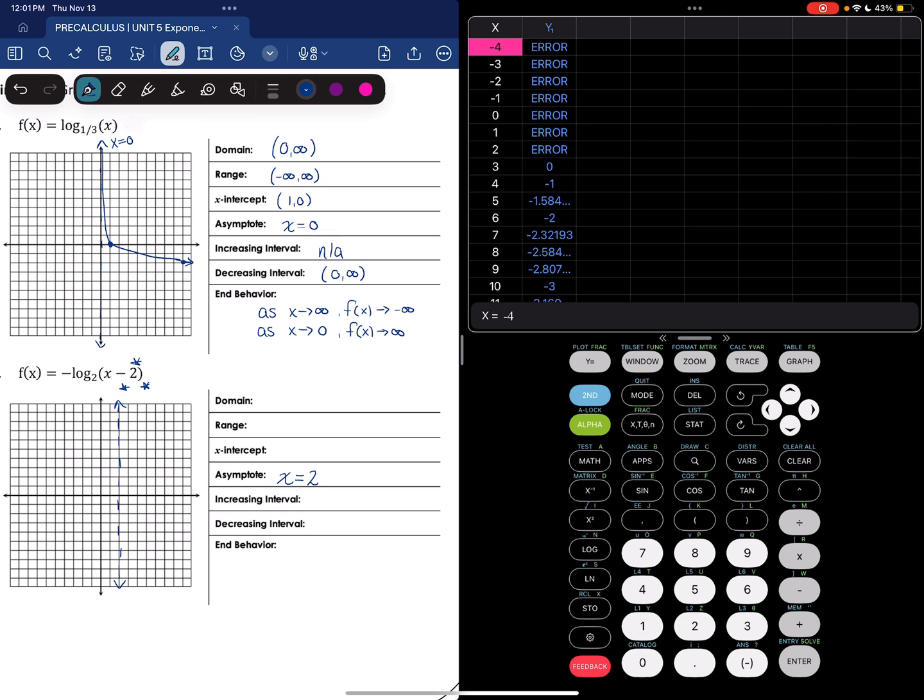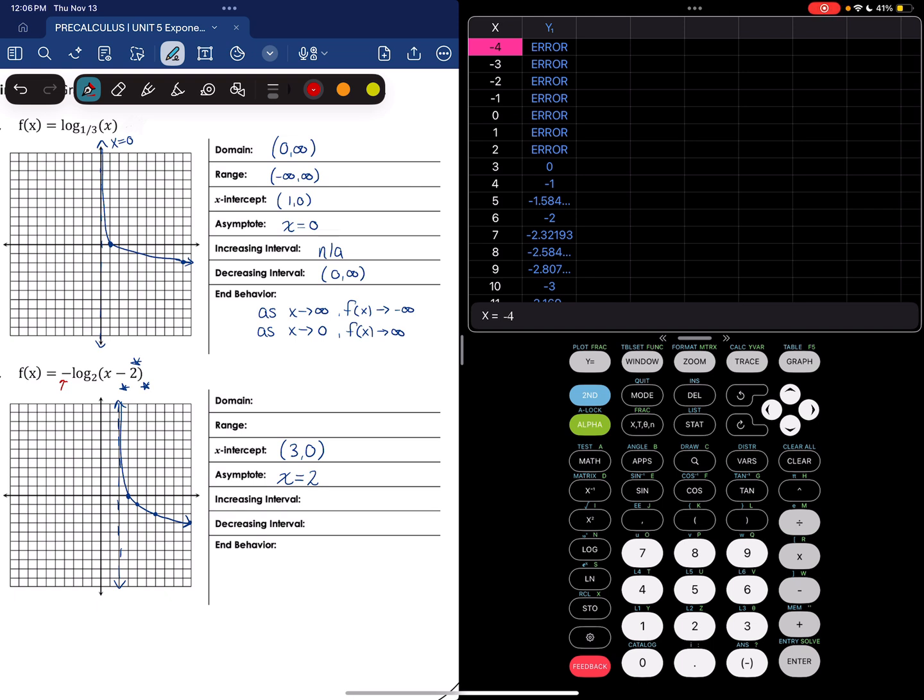And then we have the point 3, 0. And that is going to be your x-intercept. We have a nice point. 4 is at -1. And we also have at 6, it's down at -2, and at 10, it's down at -3. So the reason why this graph is opening down is because of the negative that is in front of our logarithm. That's why it is going to be decaying.